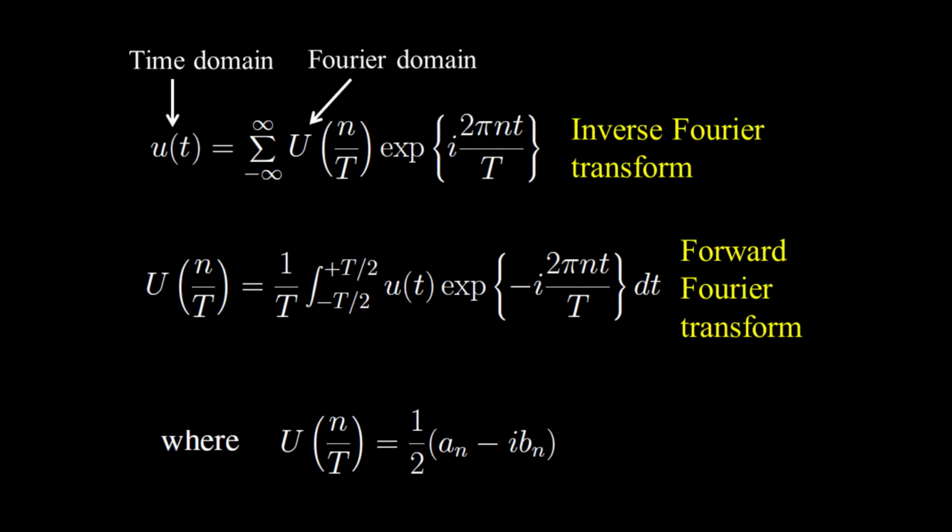Similarly, we can also go from the periodic function to recover the amplitude and phase spectrum. This relationship is known as the forward Fourier transform, also as the Fourier analysis. In other words, the forward Fourier transform allows us to calculate the amplitude and phase spectrum of a periodic function.